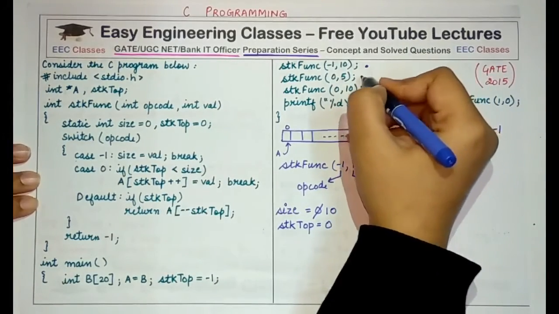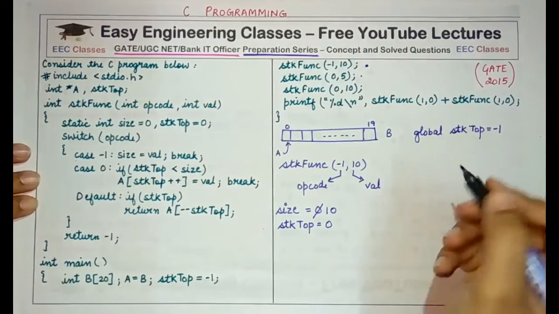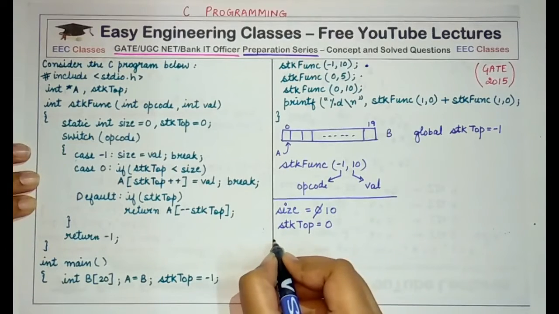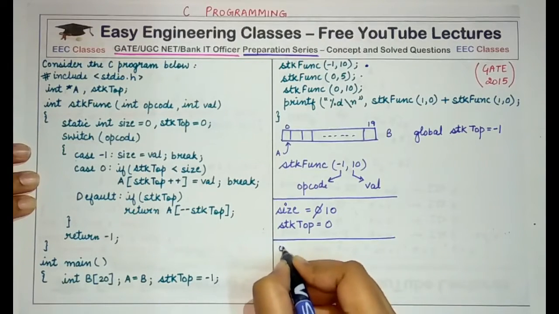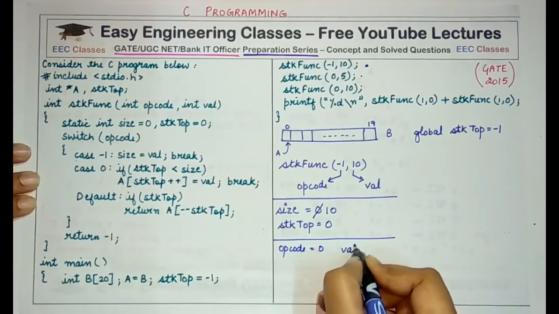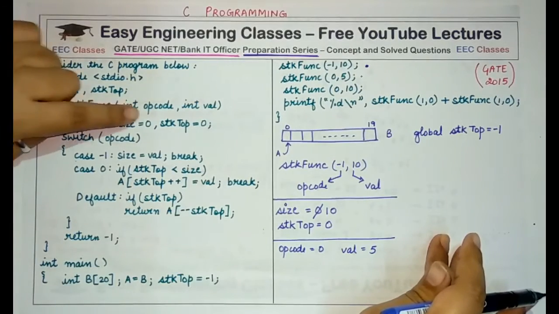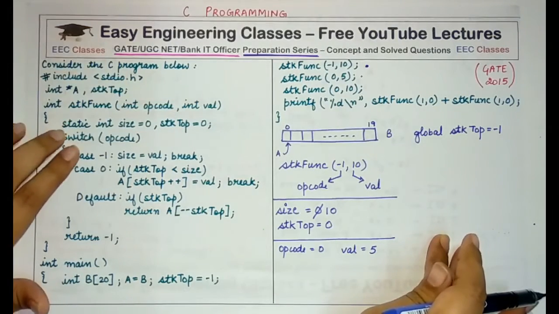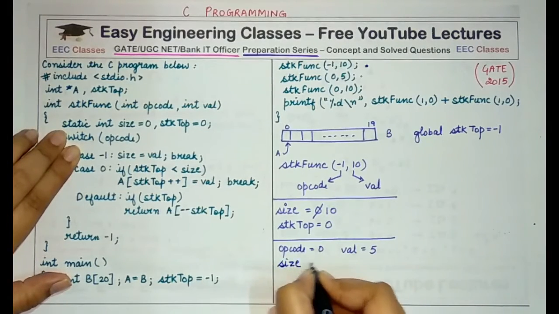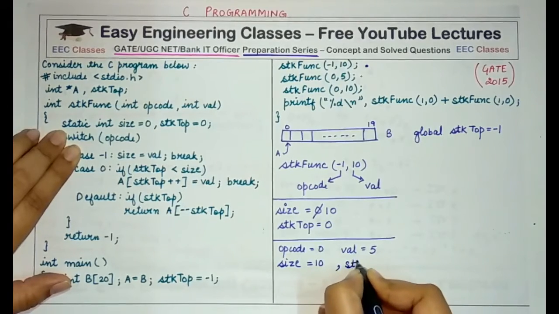After this, stack func is again called with a different set of parameters. Stack func is called with the parameters where opcode is 0 and val is equal to 5. Now, since size and stack top were static variables, they would retain their values in the second call as well. So size is 10 and stack top is 0.